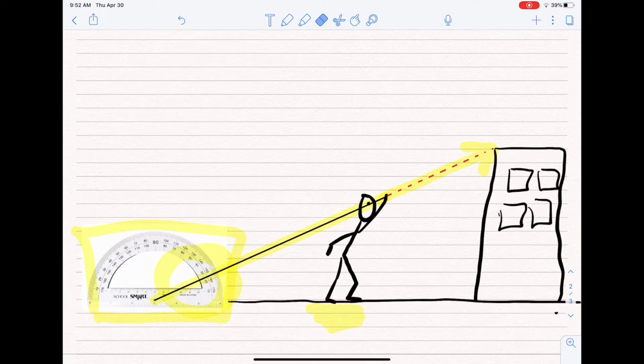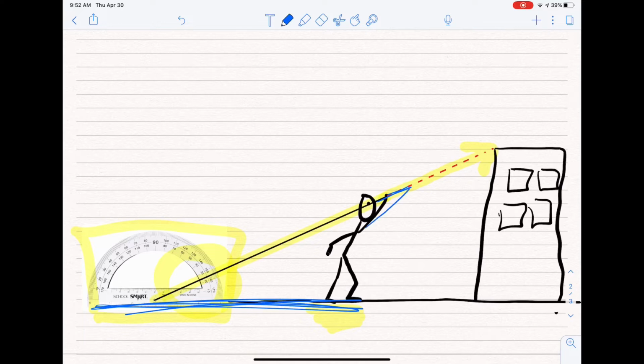Now, a couple important things. The protractor cannot be sitting up on anything, obviously. It can't be sitting up higher than the person is. It has to be at the same ground level as the person, okay? This all has to be at the same level. And this person has to do a really good job of really trying to hold this string.